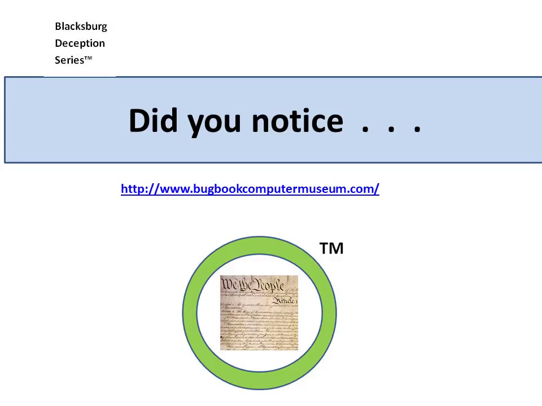The title of this YouTube video is sort of a question. Did you notice? Well, you see three dots, and my intention here is to complete this question in five different situations, which I provide in this video. I give you the URL of an internet website, www.bugbookcomputermuseum.com.